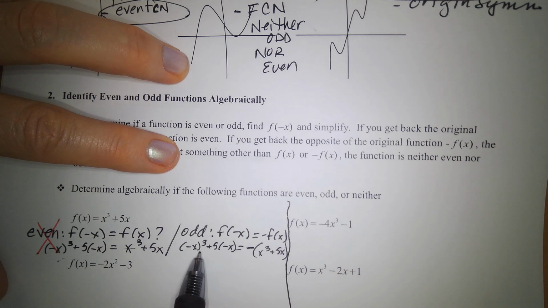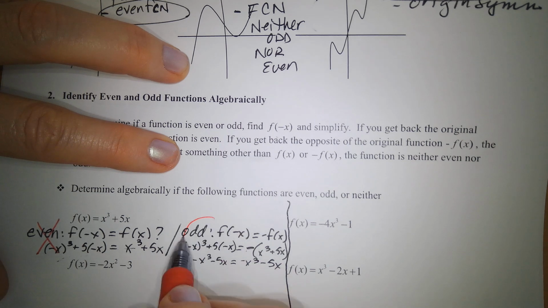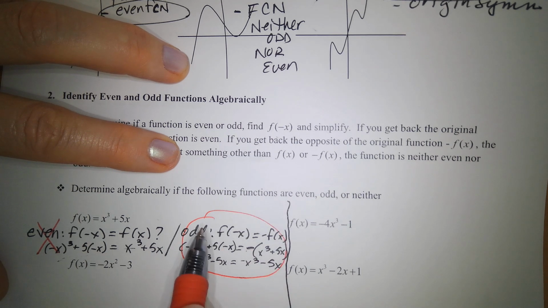Well, when I simplify this left side, this is negative x to the third. This is minus 5x. On this side, the negative gets distributed, so it's negative x to the third. This is negative 5x. And look, both sides actually do equal. So therefore, yes, we do have an odd function. An odd function means that we do have origin symmetry.